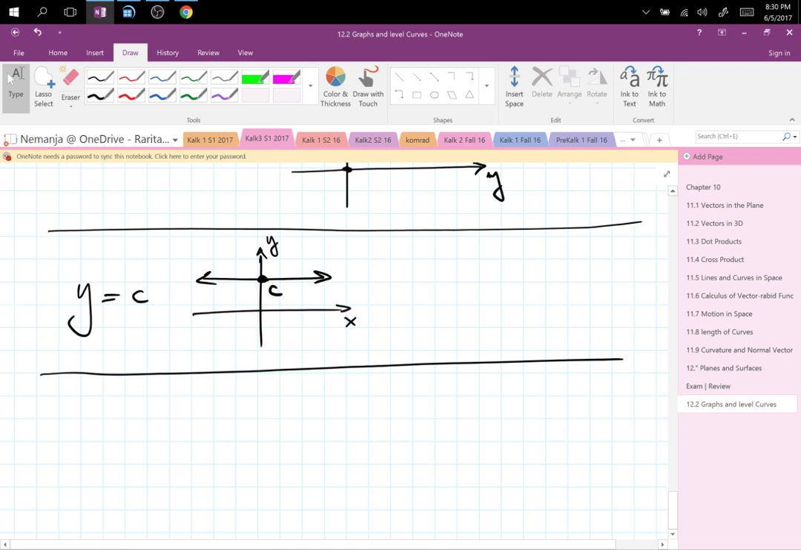One more concept in this lecture, and that is the concept of level curves.